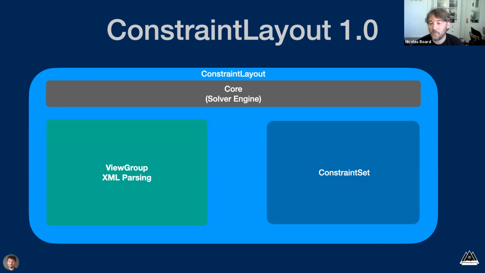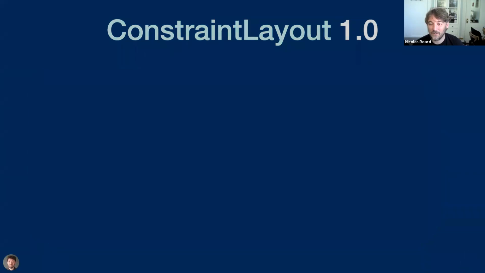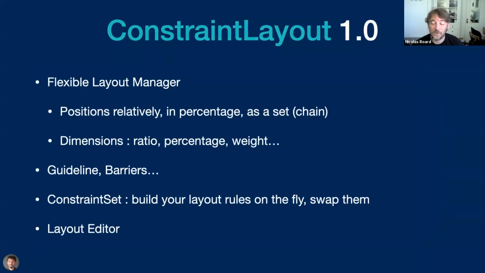So ConstraintLayout 1.0, we introduced that in 2016, so it's been a while, but essentially it's a view group in which you lay out your widgets and it has this concept of a constraint set to encapsulate all the different rules. So it's a flexible layout manager. You position things relative to one another, which is an important distinction compared to things like rows and columns, and it supports a ton of other stuff like dimension ratio, etc.